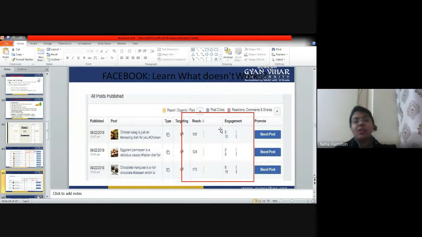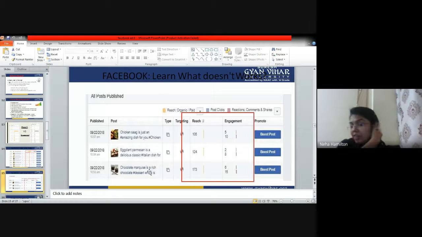Very simple. When reach is less, engagement is high, right? And when the reach is high and the engagement is less, you have to understand the difference, right? High engagement, people like it more. Low engagement, people don't like it. Okay, so you have to do the math and you have to understand how to compare reach and engagement.